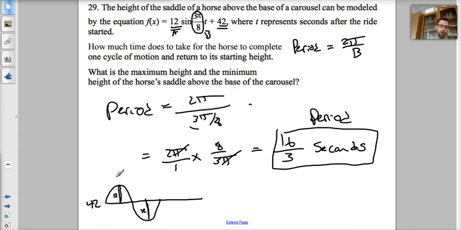So 42 plus 12 is 54. 42 minus 12 is 30. So the minimum equals 30, and the maximum equals 54.